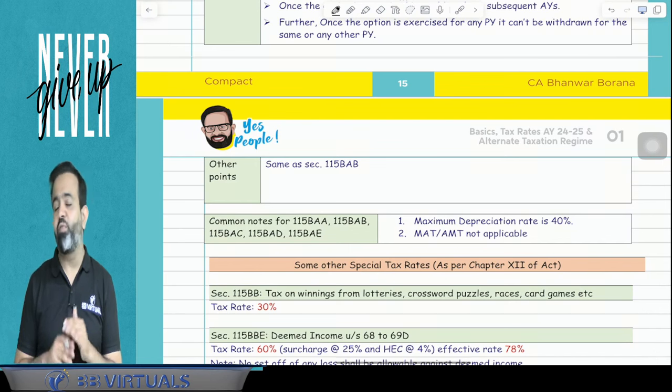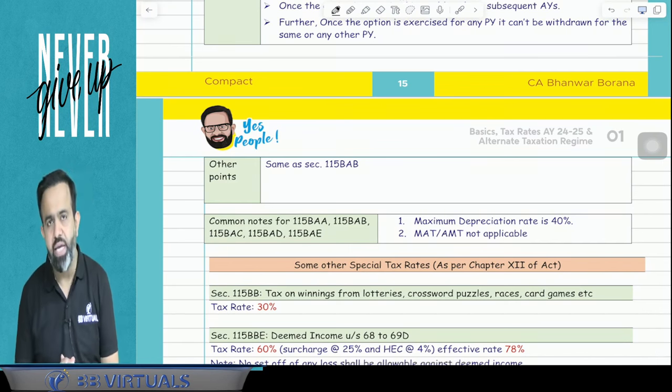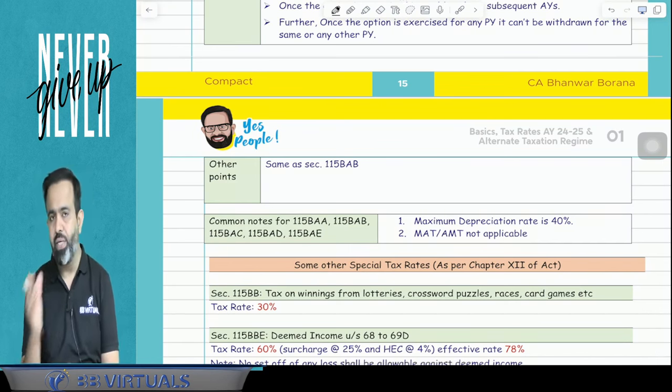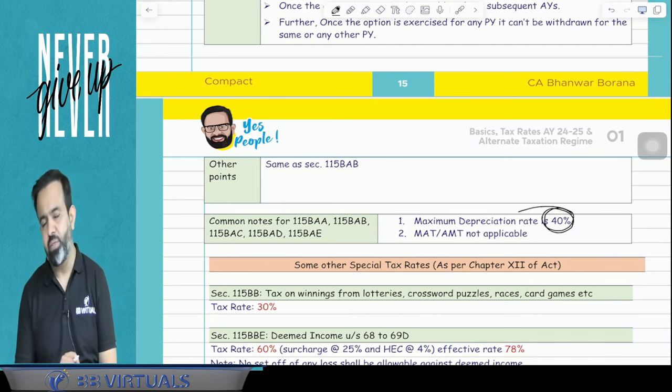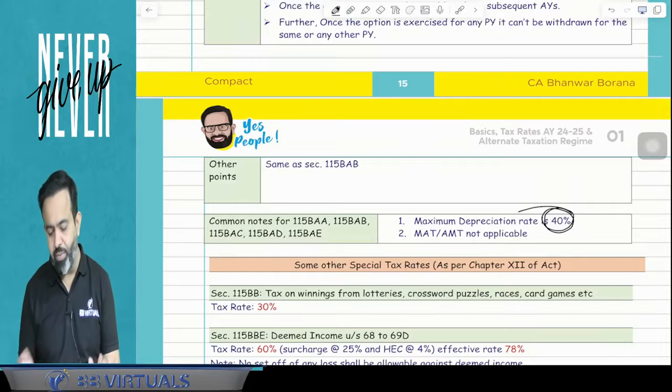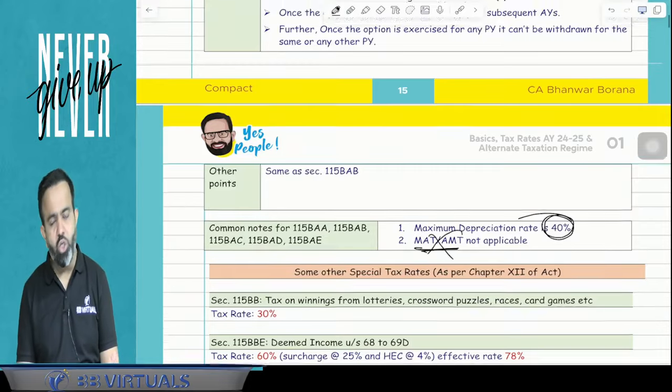Now, guys, one more point. Whenever you follow 115BAA or BAB or BAD or BAE or BAC, then the maximum depreciation rate is 40%, and MAT and AMT is not applicable.